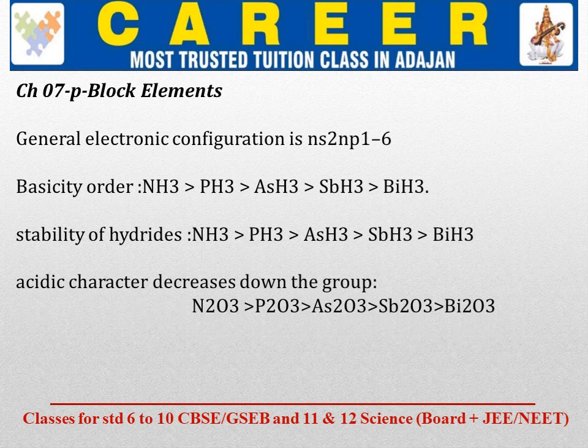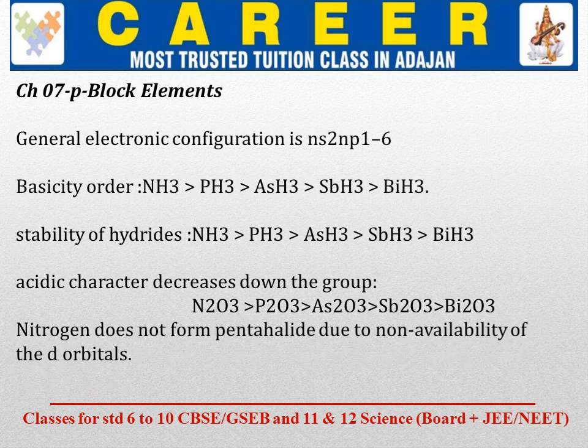Acidic character decreases down the group because as we move down the group, metallic character increases and acidic character decreases. That is the reason that N2O3 is more acidic than P2O3, then arsenic oxide, antimony oxide and bismuth oxide. Nitrogen does not form pentahalide due to unavailability of d orbitals. The first member of any group does not form a pentahalide.